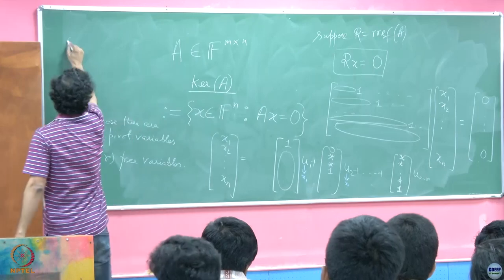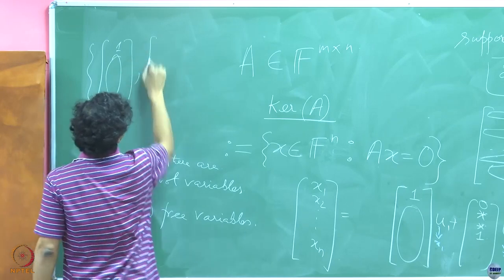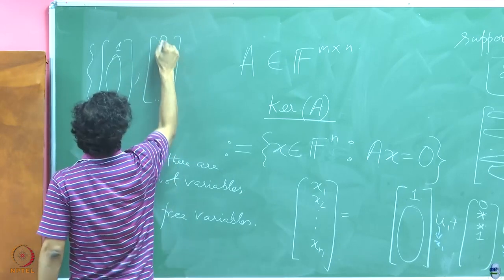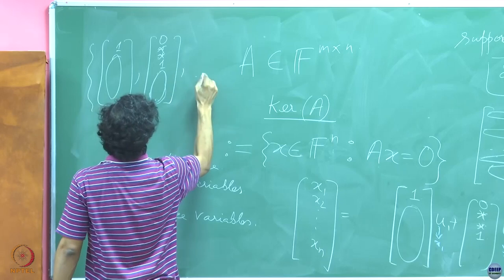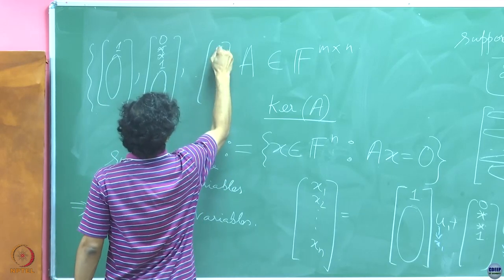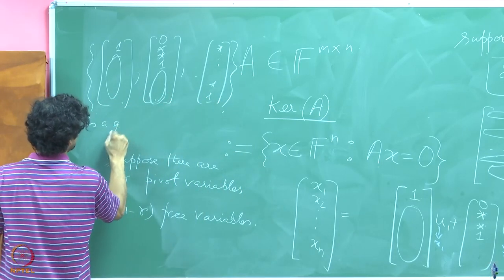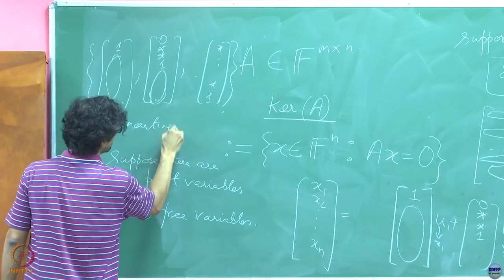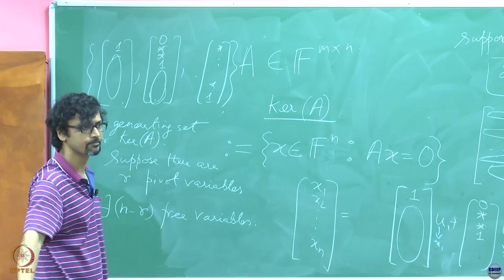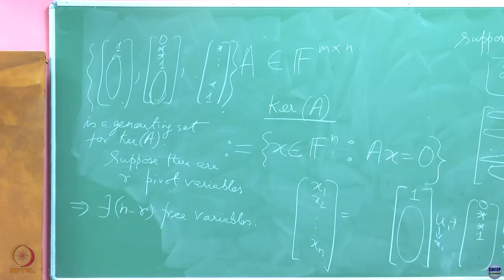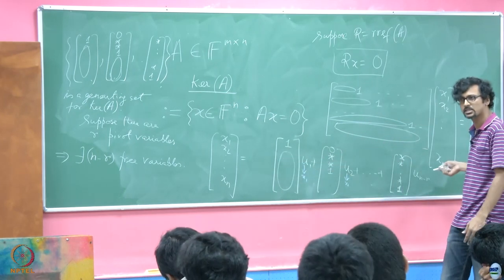So the first observation is that this fellow that looks like this, 1 with all zeros, then the second fellow with this 0, 1, you know, and all of this, and so on, until this last member, is a generating set for kernel A. Please ask if there's any doubt about this. Because that's exactly what this is saying. Every solution of Ax = 0 must look like this.